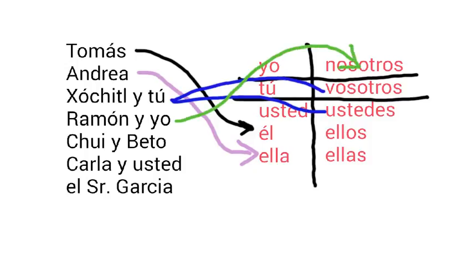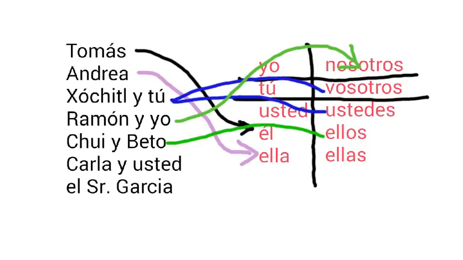Now we have Chuy y Beto. Chuy is a guy. Beto is a guy. Doesn't really matter whether they're guys or girls. Here's the guys. Here's the girls right here. 2 guys here. We've got one guy with another guy with him, so it's over here to ellos. So we connect Beto y Chuy with ellos right there.